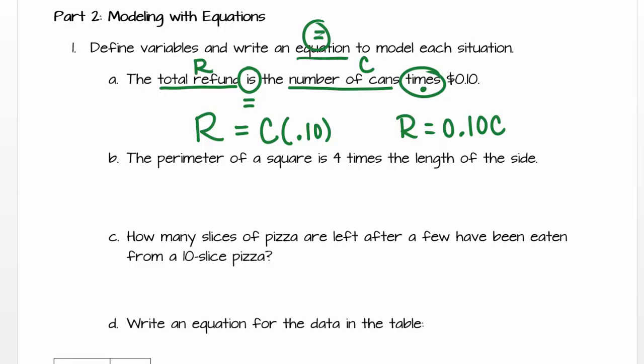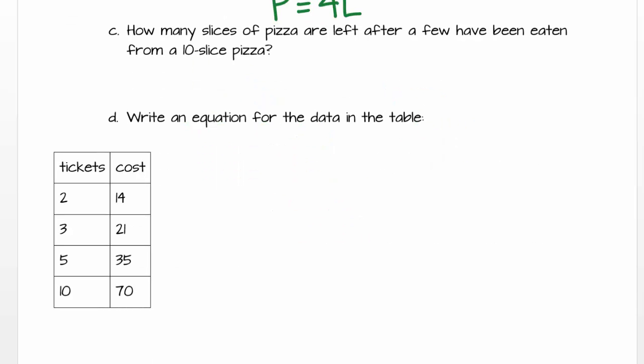Next problem, the perimeter of a square is 4 times the length of the side. So the 2 things we don't know are the perimeter of the square and the length of the side. So let's define some variables. Let's use P for perimeter and L for length. And then we have some more keywords in here again. Is, remember, means equals, and times means multiplication. So we have the perimeter equals 4 times the length of the side.